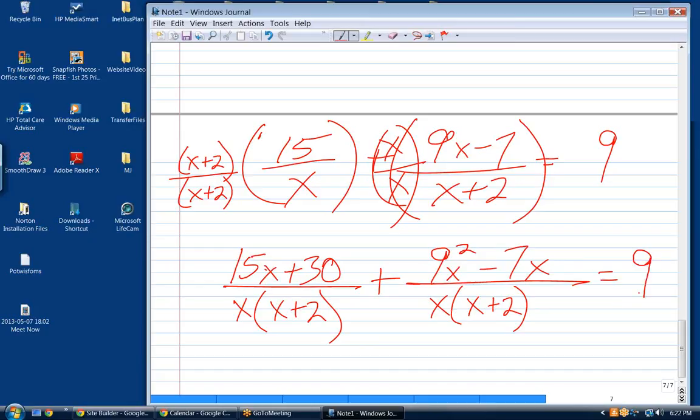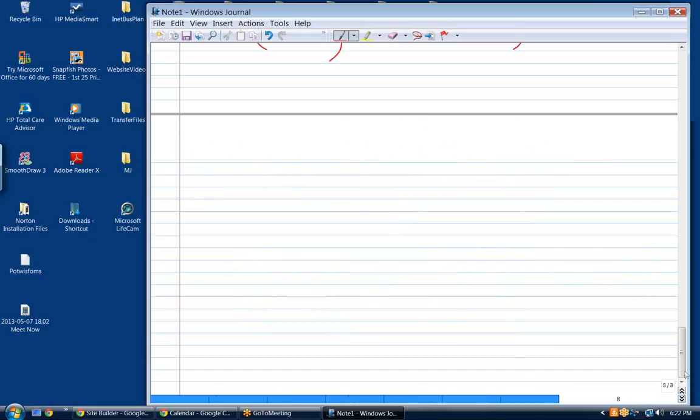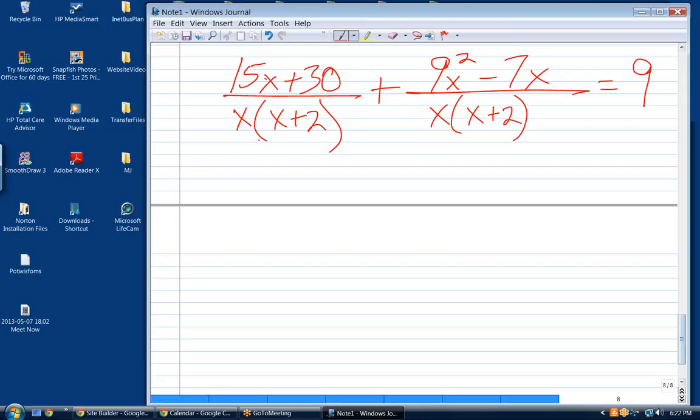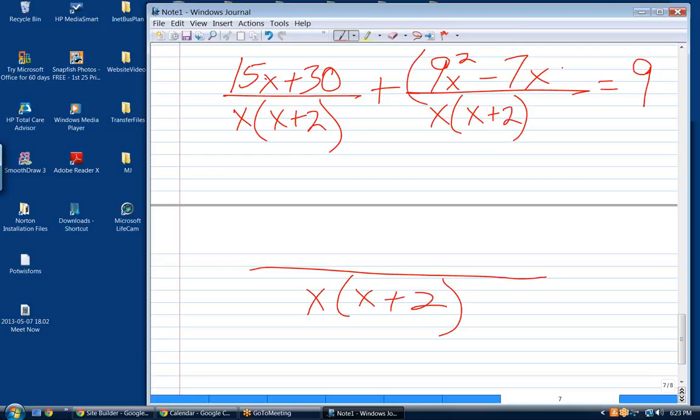So now I haven't really changed the equation much. I just multiplied the left term by x plus 2 over x plus 2. I multiplied this term by x over x. However, now I have something I can work with. How do we add fractions that have a common denominator? Operate on the numerator.